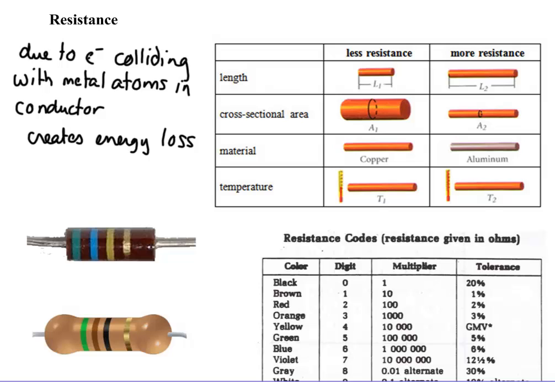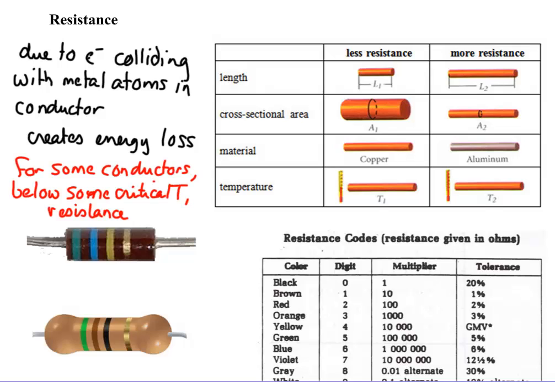For some conductors, below a critical temperature defined by the material, the resistance of a conductor can drop to zero. When I have a conductor that has zero resistance, we refer to it as a superconductor. Superconductors, like some of those found in mass spectrometers, are run at liquid helium temperature, which is 4 degrees Kelvin, because the resistance in those conductors is zero, and so you lose zero energy as you're running the current through the wires.